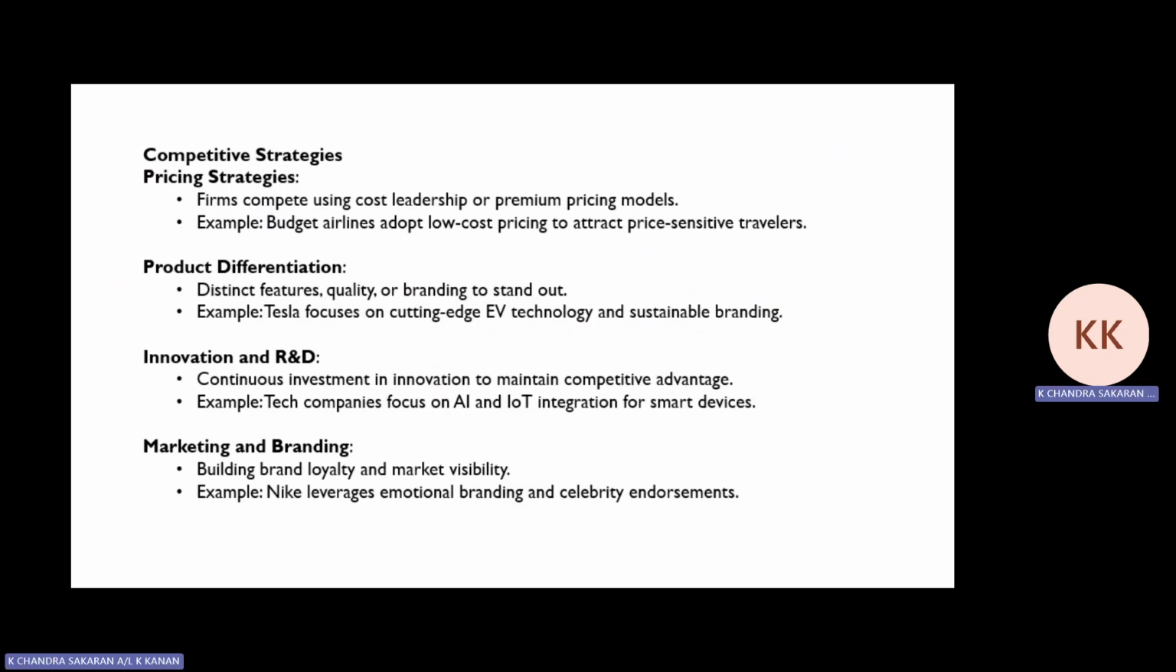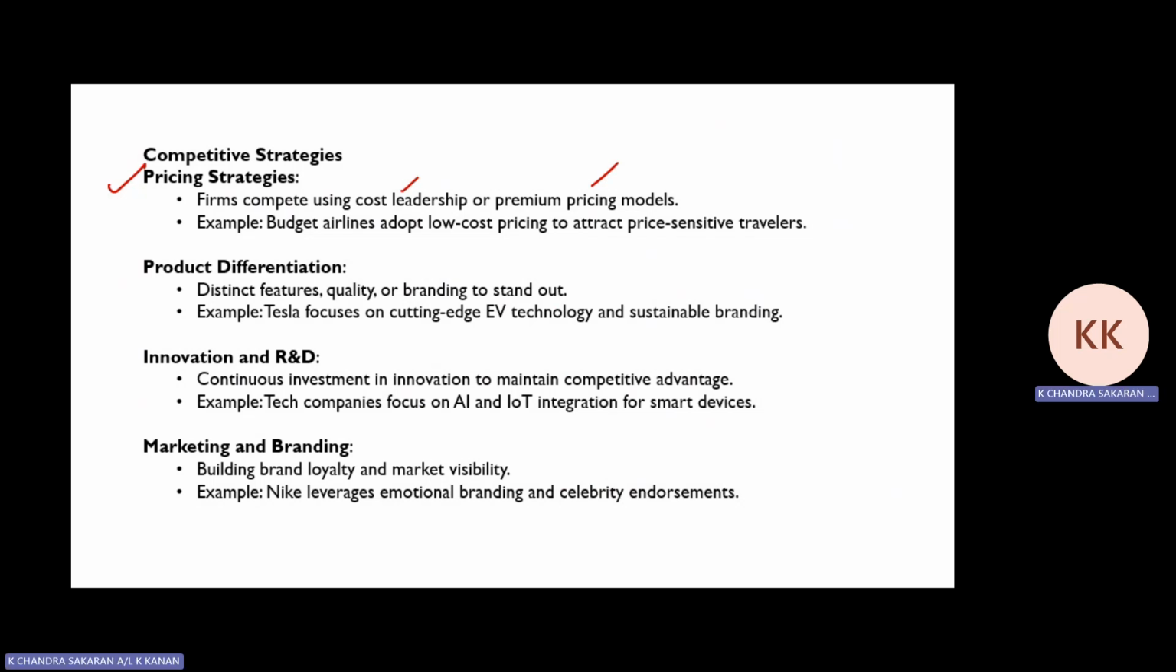Competitive strategies. What kind of competitive strategies do they apply? Are they using pricing strategies? What kind of pricing strategies does the firm use? Firms compete using cost leadership, or some premium pricing model. Premium means they charge a very high price. For example, a smartphone is premium pricing. Cost leadership means you are the best producer in the market with a very low cost.